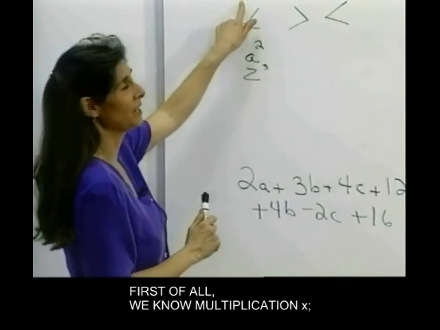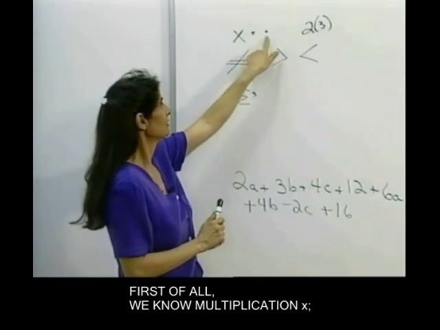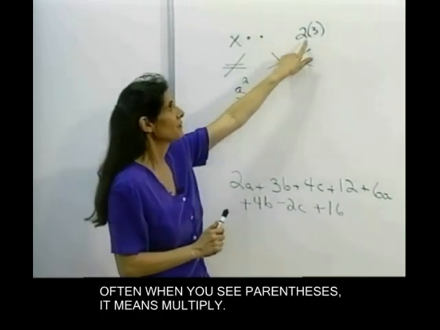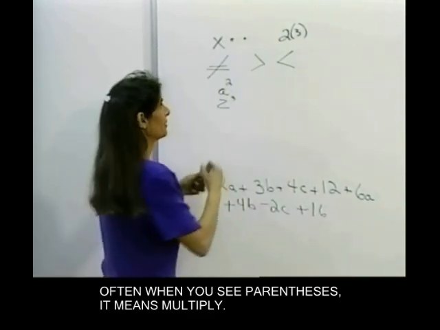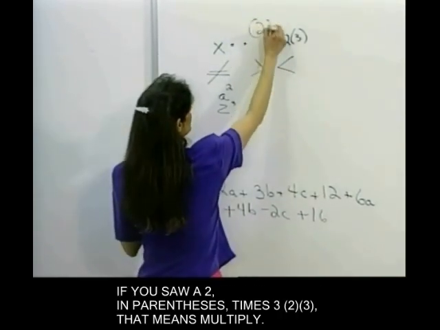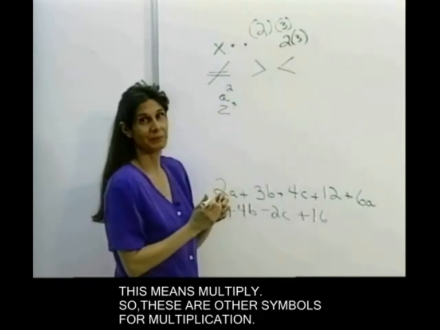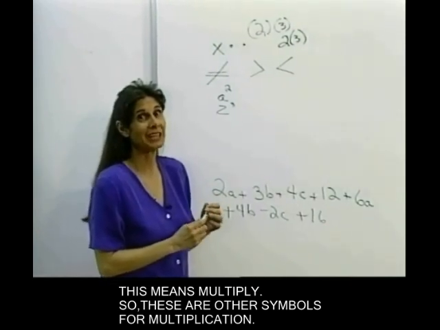First of all, we know multiplication. Sometimes you see it like that, the dot. So that means multiply. Often when you see parentheses, it means multiply. If you saw 2 in parentheses times 3, that means multiply. This means multiply. So these are other symbols for multiplication.